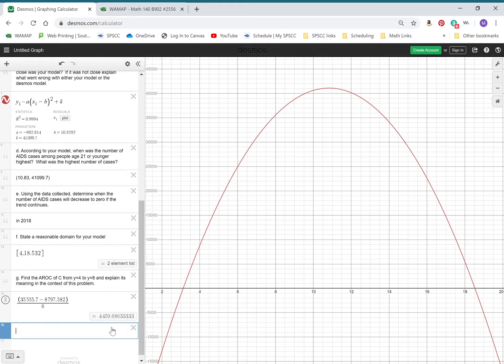So if I was going to explain that, I would say between 4 and 8, I got to change this. So it was really only 4 years, so 6,689.5. Between 2004 and 2008, the number of diagnoses of AIDS in people under 21 was increasing by an average of 6,689.5 new cases per year. So that's what I would say is going on in this one.